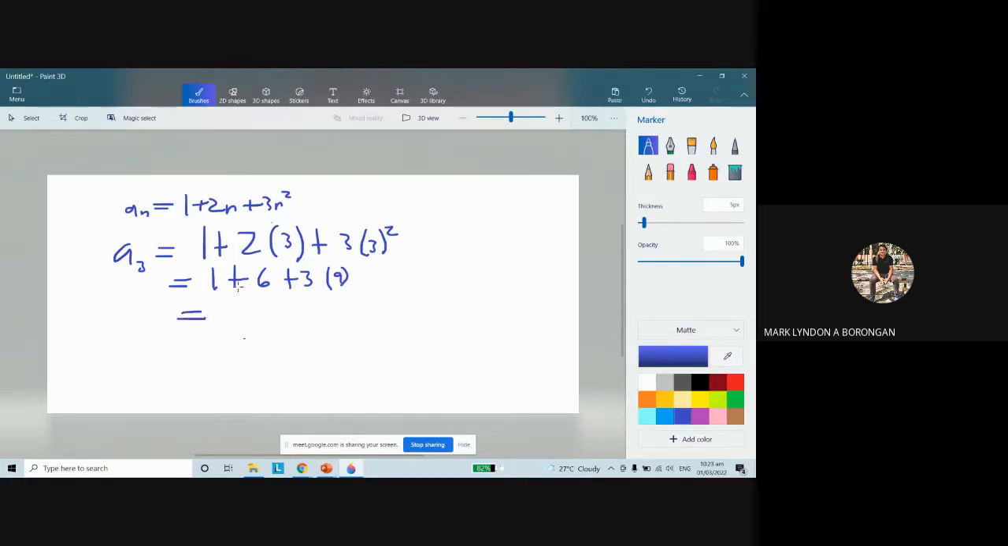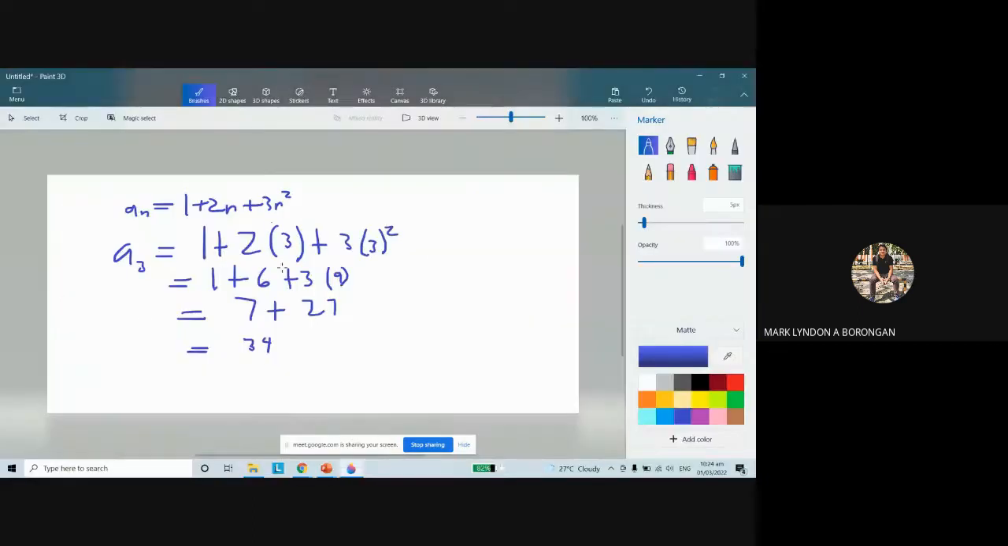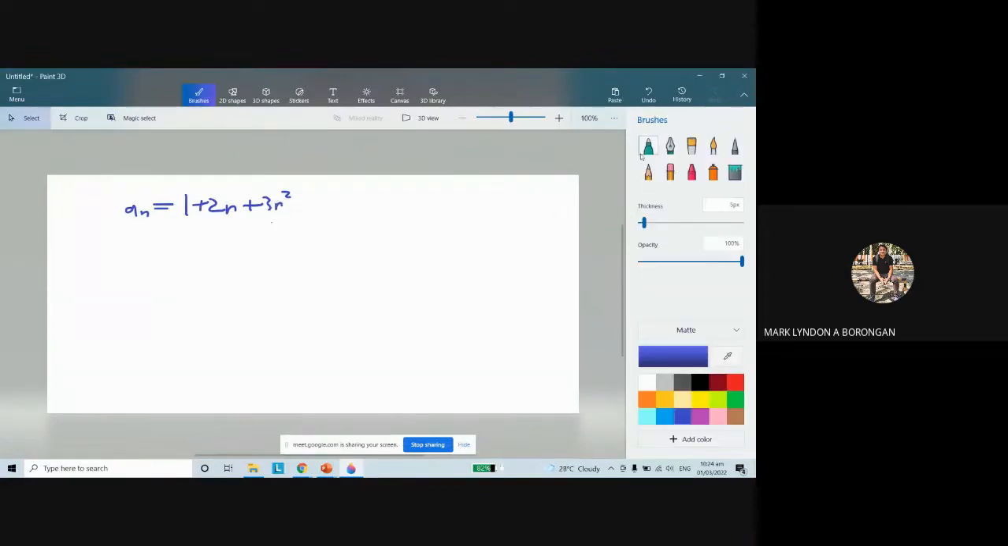So, if ato siyang i-add, 1 plus 6 is 7, plus 3 times 9 is 27. So, 7 plus 27, you'll get 34. So, 34 will be our third term. 34. Matik na 34. Next, fourth term. Yan tong fourth term. Fourth term, a sub 4.